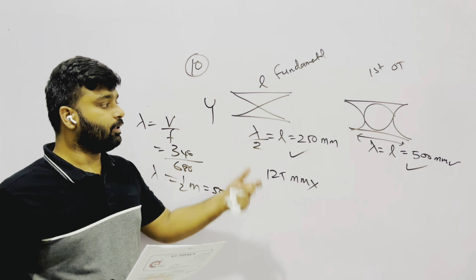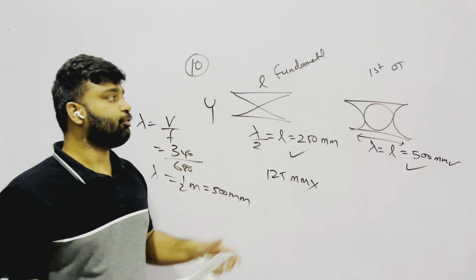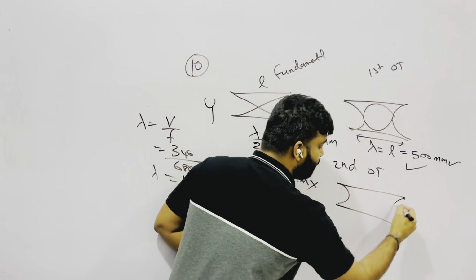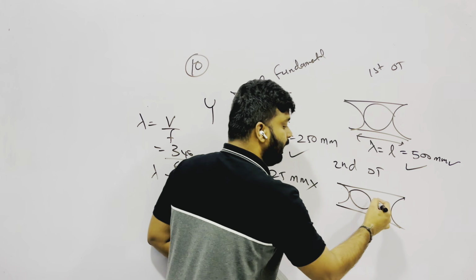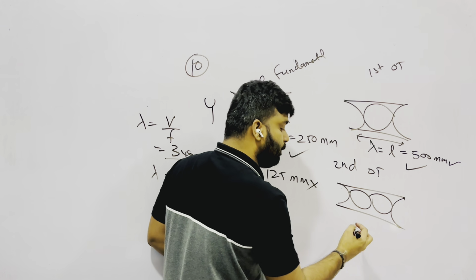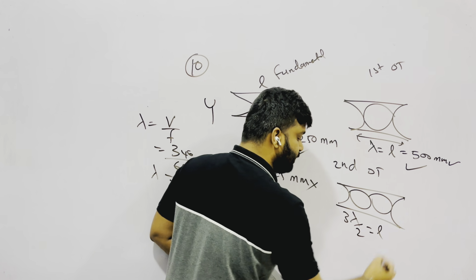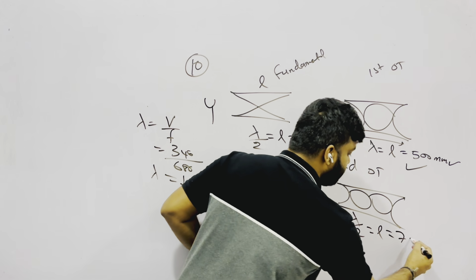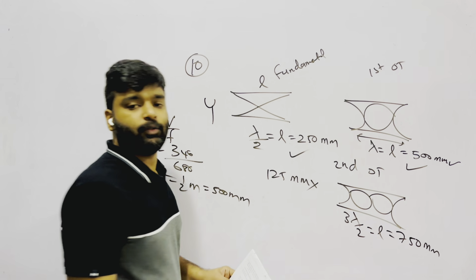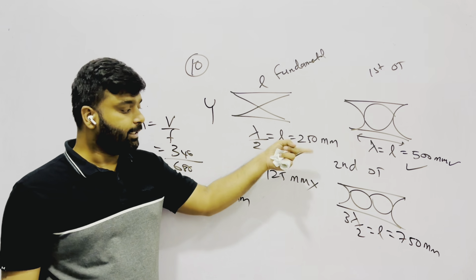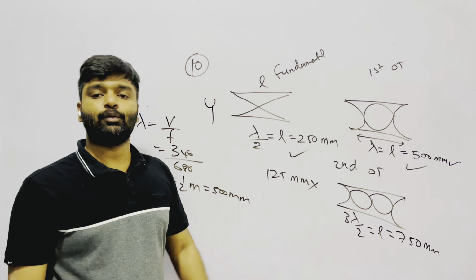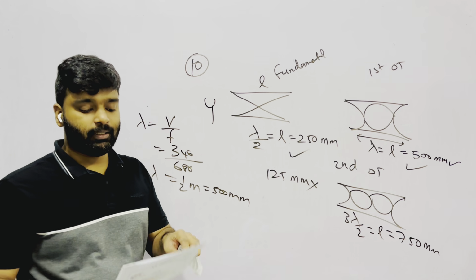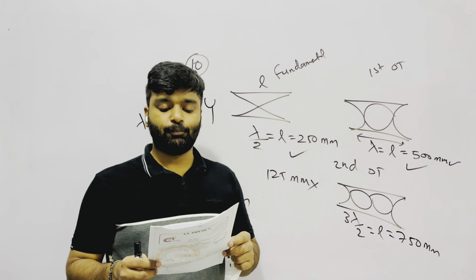Therefore we can make a pattern. We can check for the second overtone. In the second overtone, always in the open ends there will be an antinode. An extra loop is there. Therefore there are 3 complete loops. 1 loop is equal to lambda by 2, that is equal to L. Therefore L is equal to 3 by 2 times 500, that is 750 mm. I think now you got a pattern. 250, 500, 750, 1000, 1250 can be possible. Which is impossible? Any length less than 125 is impossible. Therefore answers B and C are possible.